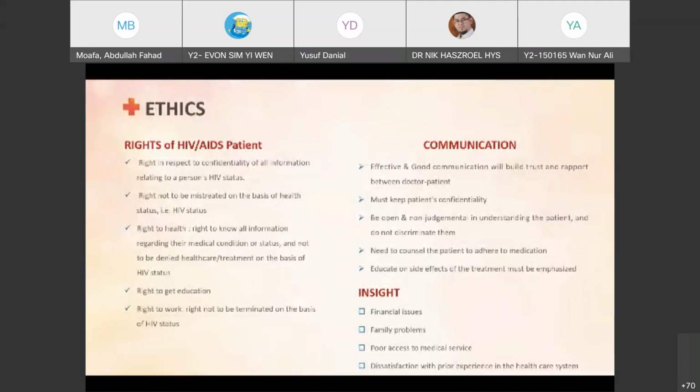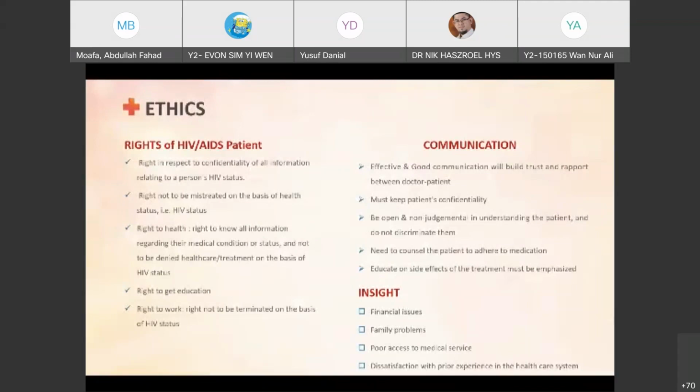And then the patient's right to health is that they have the right to know all information regarding their medical condition and not to be denied their healthcare or treatment on the basis of their status. So it is the professional obligation of a medical professional to be reliable and accountable by giving the correct information on the basis of HIV status, and also guidance to the patient to make decisions on their health management for better care and treatment. Even so, it is the patient's autonomy to make decisions about one's own health and to be treated with respect and dignity and without discrimination.